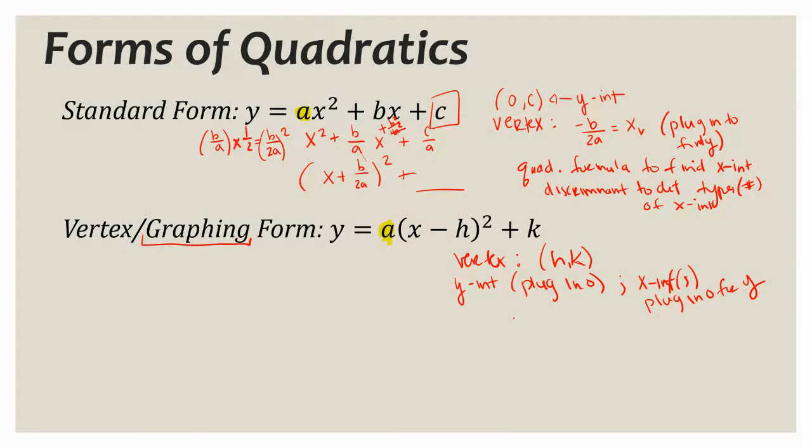It also, and I guess this one does as well, tells me the line of symmetry, right? Oh, that's just going to be x equals h. For this one, the line of symmetry or the axis of symmetry would just be x equals negative b over 2a.